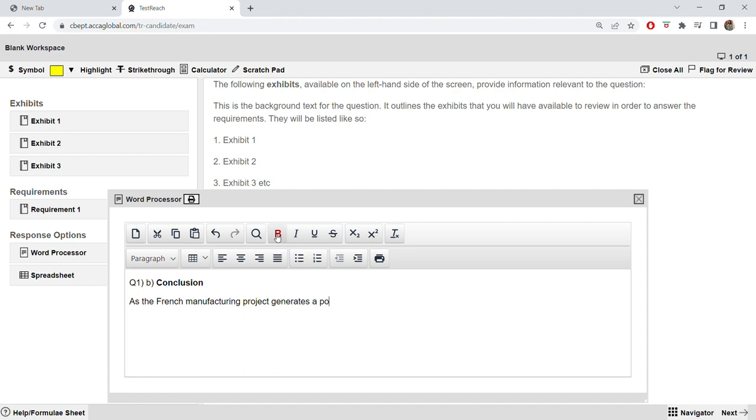generates a positive, you can write net present value or the short form NPV, it is understood. Generates a positive net present value, it should be undertaken. Use words like it should be. Because you are recommending, no? You're telling them what to do. So it should be. It should be undertaken.